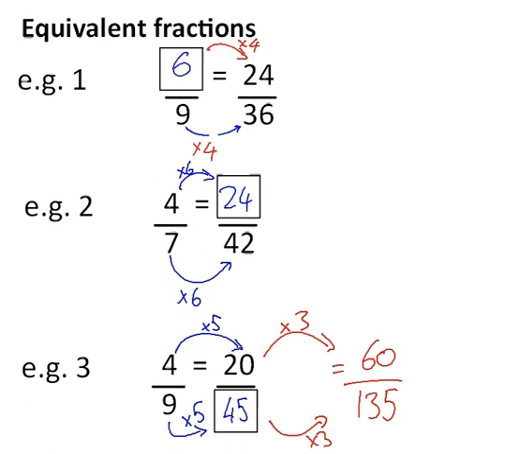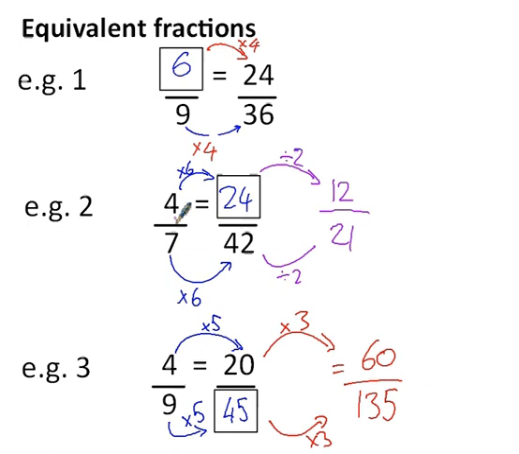Let's try one up here. Let's say this time I actually wanted to divide. As long as you divide the top and the bottom by the same number, there's absolutely no problem with that. So let's say I just divide them by 2. So I'd get 12 on the top, 12 is the numerator, and 21 is the denominator. 12 over 21 is equivalent to 24 over 42, and that's equivalent to 4 over 7.